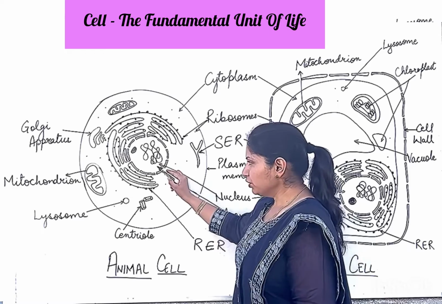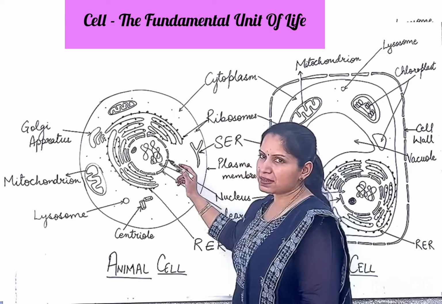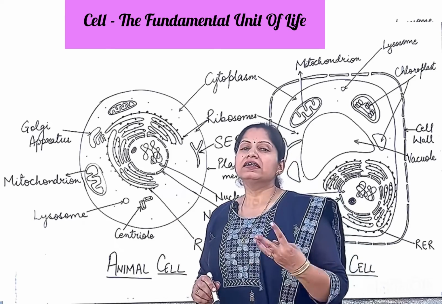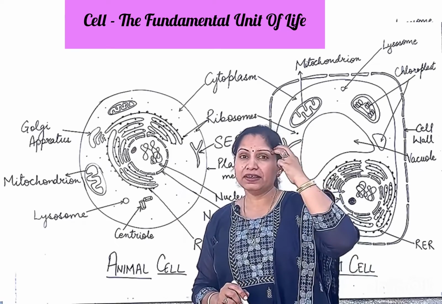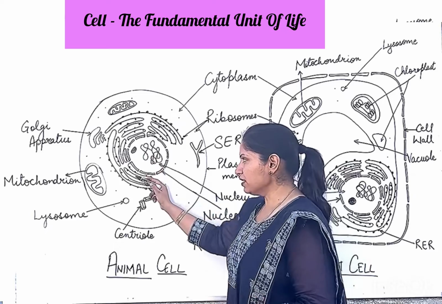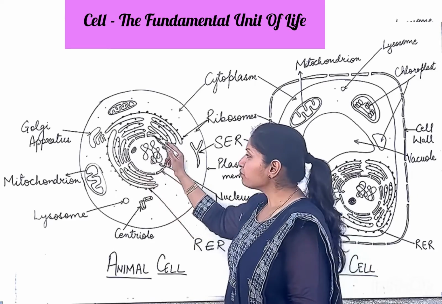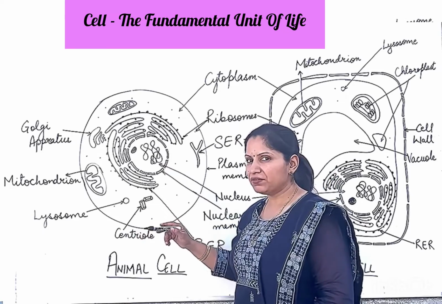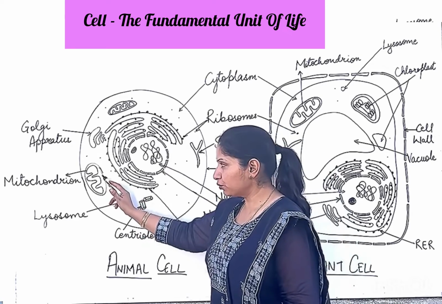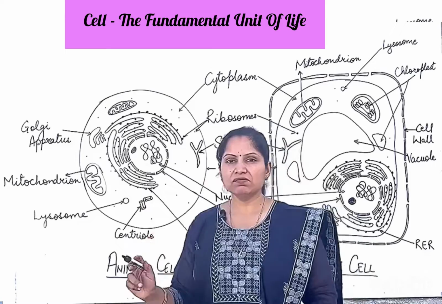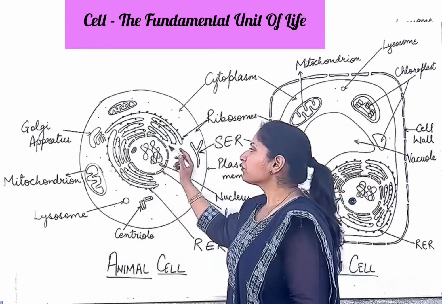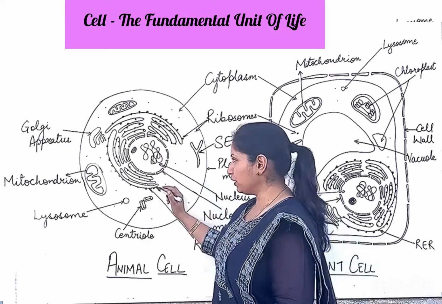Then the nuclear membrane is a double layer. In a cell we have three organelles that have a double membrane. The first one is the nucleus. Apart from the nucleus, the two other organelles that have a double membrane are mitochondria, and in the case of plant cells, chloroplast. Now coming just to the animal cell only.